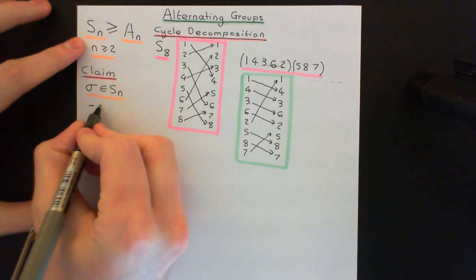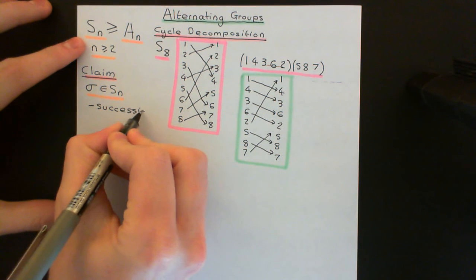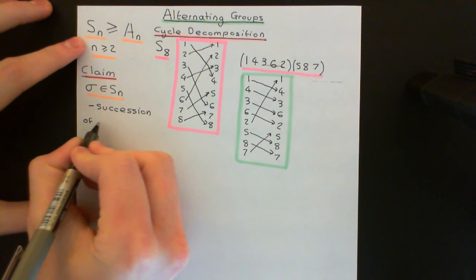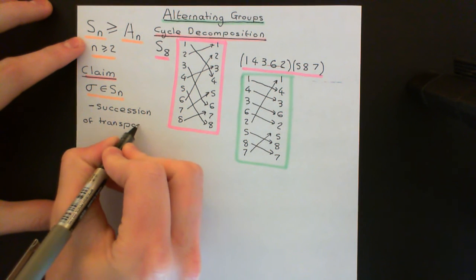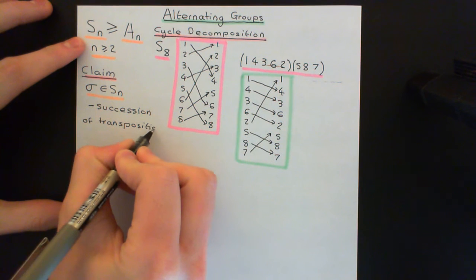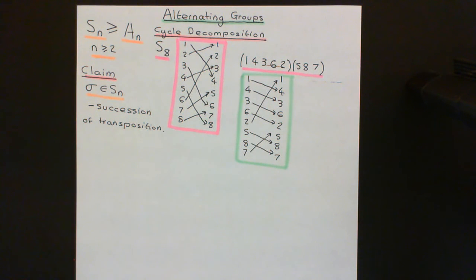Okay, so I'll write the key words. Okay, it can be decomposed into a succession of transpositions. You can write sigma as one transposition followed by another transposition followed by another transposition, or maybe write isn't the right way to put it. You can build any set permutation out of lots of transpositions one after the other. Okay, by composing lots of transpositions together.